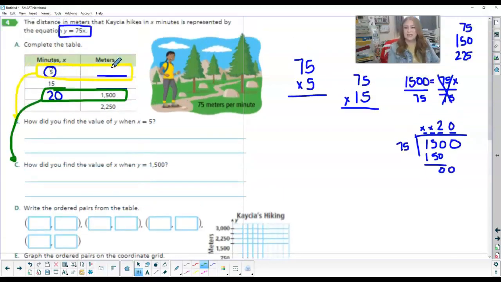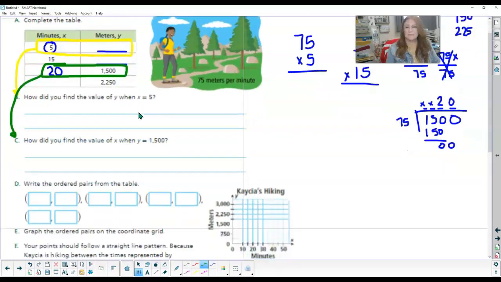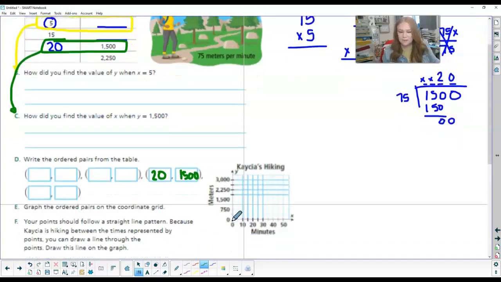And now we have this set of ordered pairs. X is this, Y is this, X is this, Y is this. And we know we go over, up, and down. So if we have this one here, I know it is 20 and then 1,500. So I go over 20 minutes and up to 1,500. And you should get these other ones.